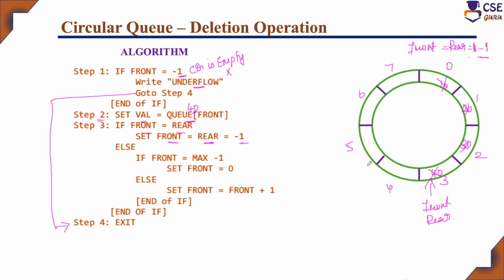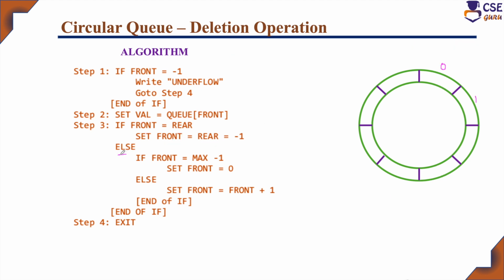The circular queue is empty. You need to reassume from the starting memory location for new insertion. That is the meaning. That's why we are setting front and rear pointer to -1. Okay. So this is this condition.